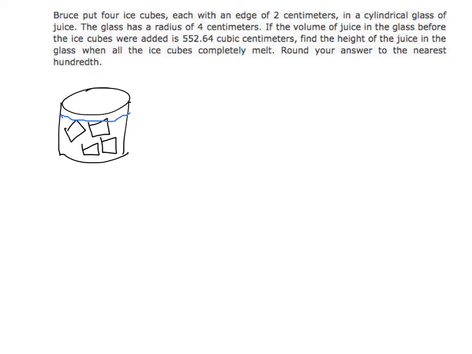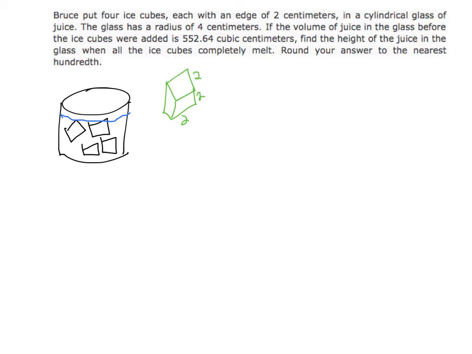So what we want to do is take the original volume, which is 552.64. We want to add in the volume of the ice cubes. Then from there, work backwards and solve for the height of the glass. So we first have to figure out what is the volume of the 4 ice cubes. Those are going to be cubic, and they measure 2 by 2 by 2.